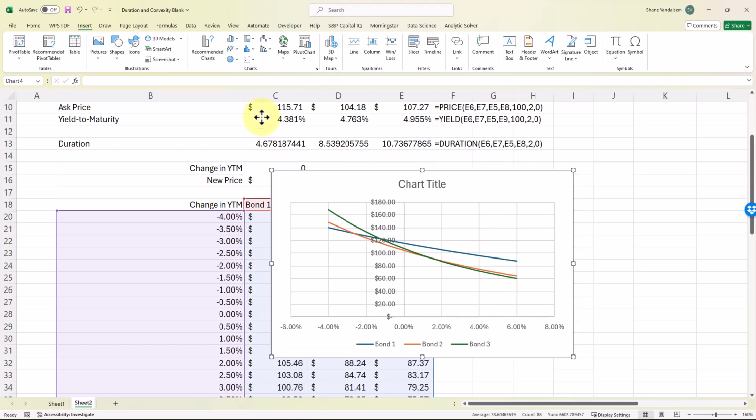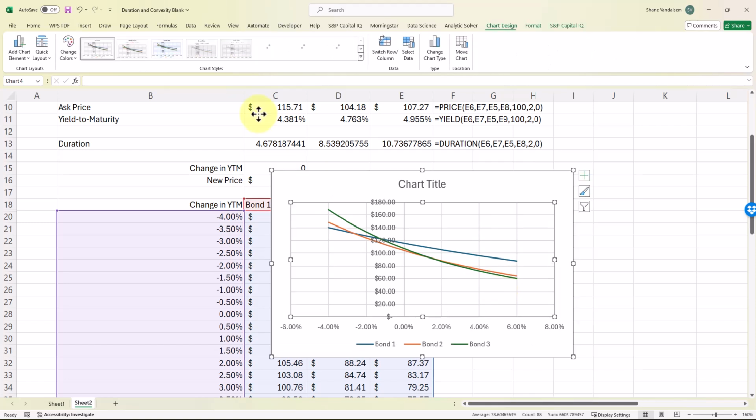So you can see here that if I were wanting a bond with the least amount of risk, I'm going to go for bond 1. These are the bond prices or bond values. Bond 1 has the lowest change in the bond price with a change in the yield to maturity. The bond with the greatest convexity, it's not perfectly showing it here, but the bond with the greatest convexity is actually bond 3 because it has the most curvature here.